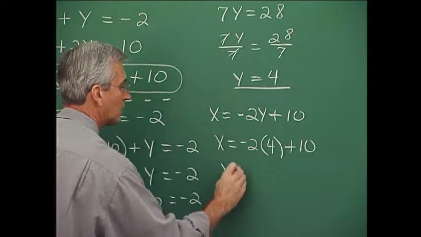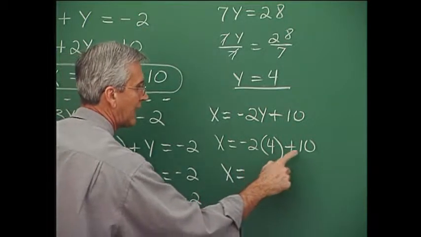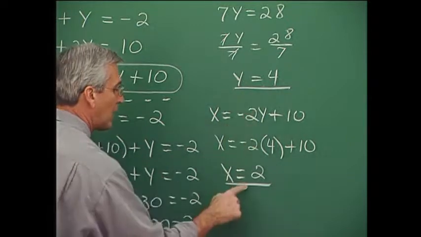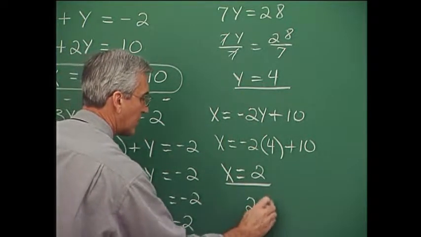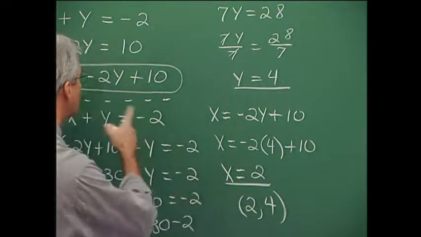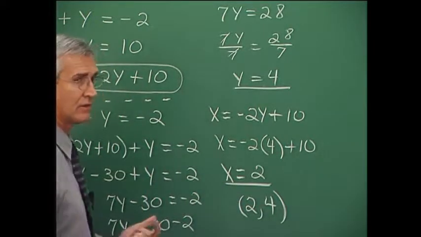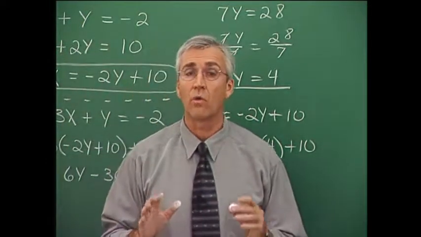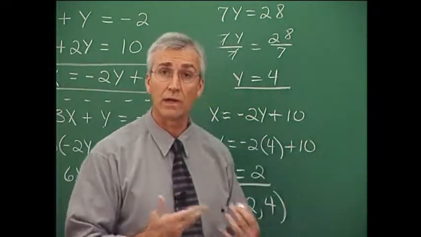And evaluate. So we have negative 2 times 4, negative 8 plus 10 is 2. So when y is 4, x is 2, the point (2, 4) in coordinate form solves the system of equations. We can verify this in a number of ways. Now let's go through the concept again. It's important to grab the big picture here as we go through this.